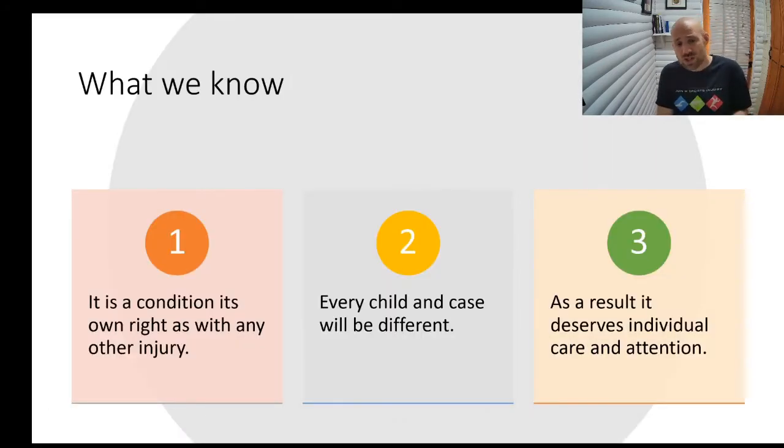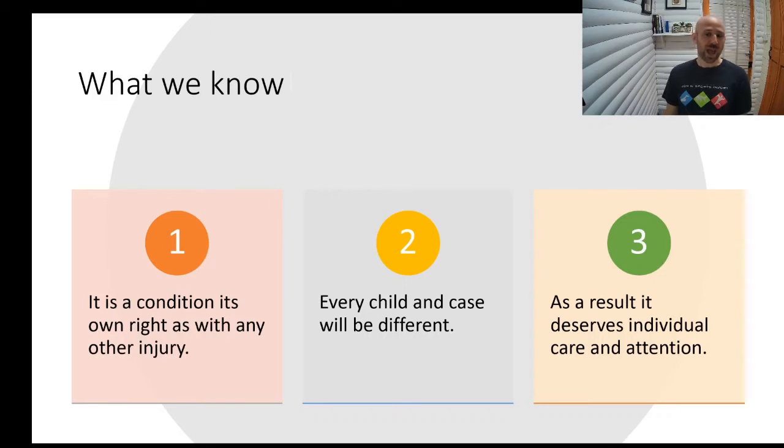So what we do know is it's a condition in its own right, as with any other injury. If we have an Achilles tendon problem, a knee ligament issue, a hamstring tear, that's an injury that we understand and we rehabilitate appropriately. Sever's disease is exactly the same. We need to understand the condition and provide a personalised rehabilitation program in order to fully restore your child back to normal working life and sport and exercise.